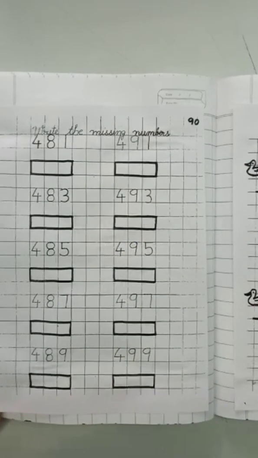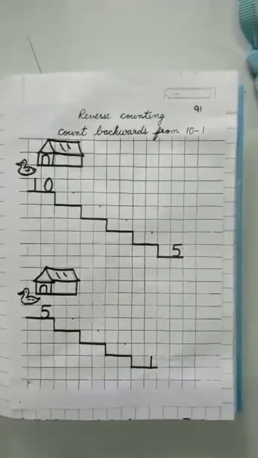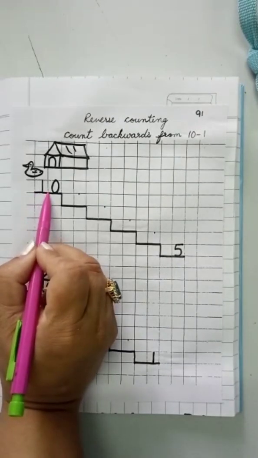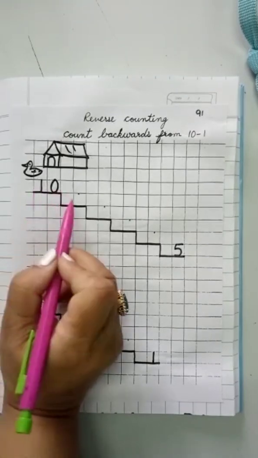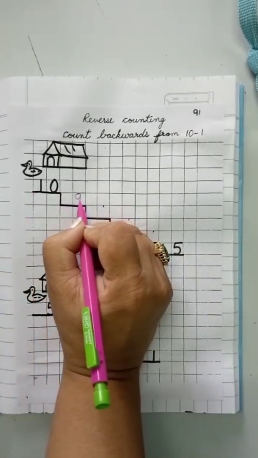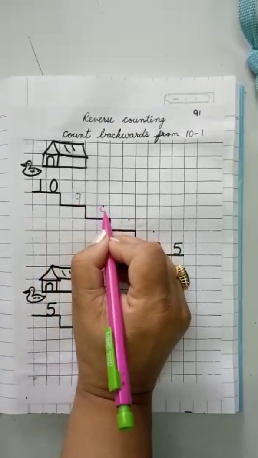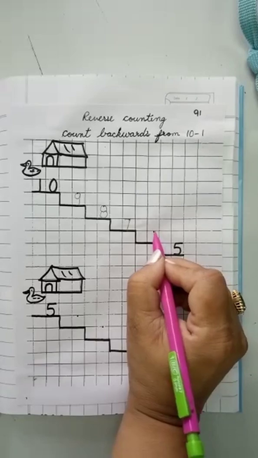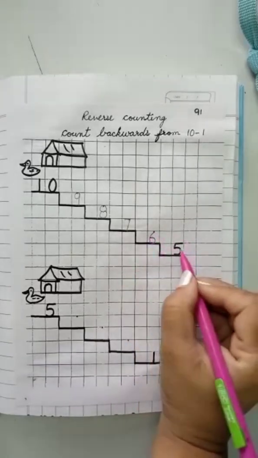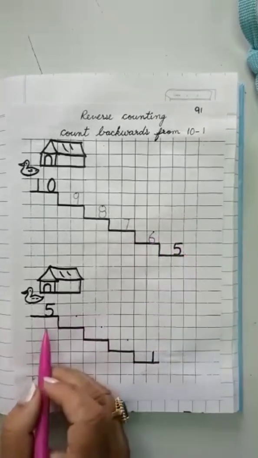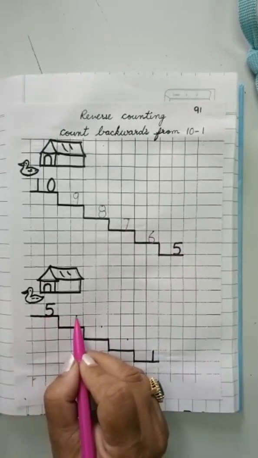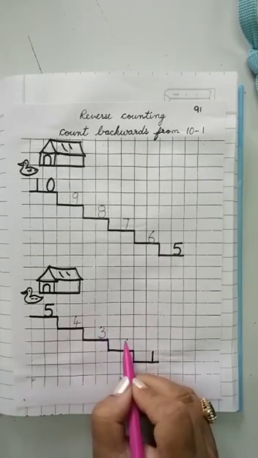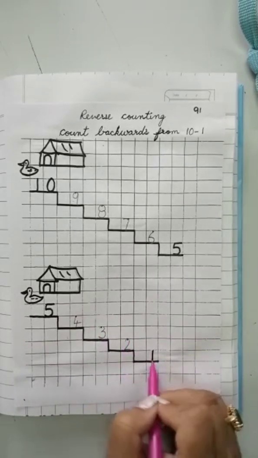Okay, now what we are going to see? We are going to do the reverse counting. Let's see. This is at number 10. What is before 10? It is 9. We'll write 9 here. Before 9 is 8. Before 8 is 7. Before 7 is 6. Before 6 is 5. Now if we start from 5, the number before 5 is 4. Before 4 is 3. Before 3 is 2 and 1.